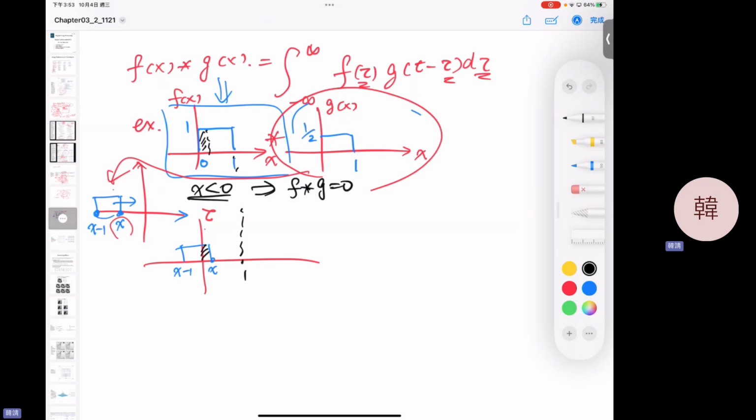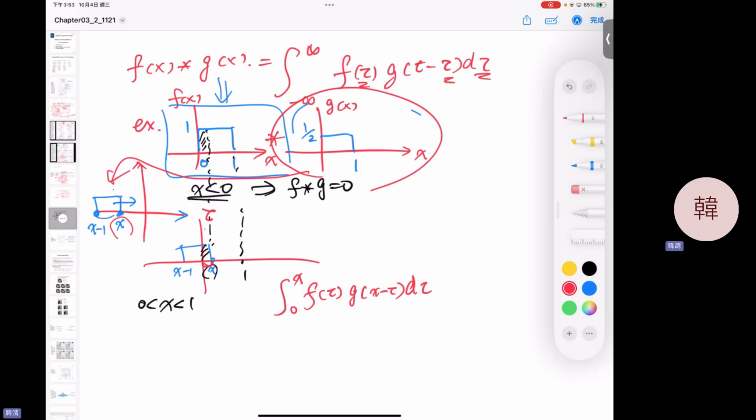But now x is between 0 and 1, moving. When your x is located between 0 and 1, now we have some overlapping. What's the overlapping area? We are going to do some equation. So we have this range from 0 to x, and your original signal f of tau times g of x minus tau, d tau.